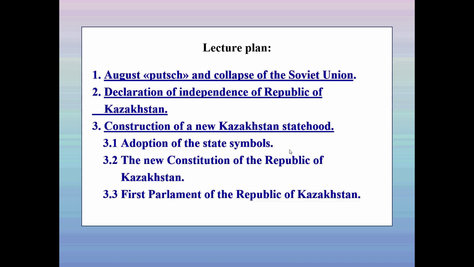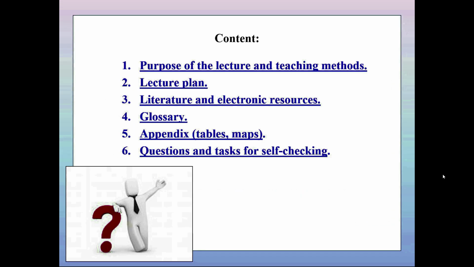Question 3.1 is adoption of the state symbols. Question 3.2, the new constitution of the Republic of Kazakhstan. And question 3.3 is first parliament of the Republic of Kazakhstan. The next item is literature and electronic resources. Opening this link, you find recommended literature and electronic resources that will help us to study this topic.